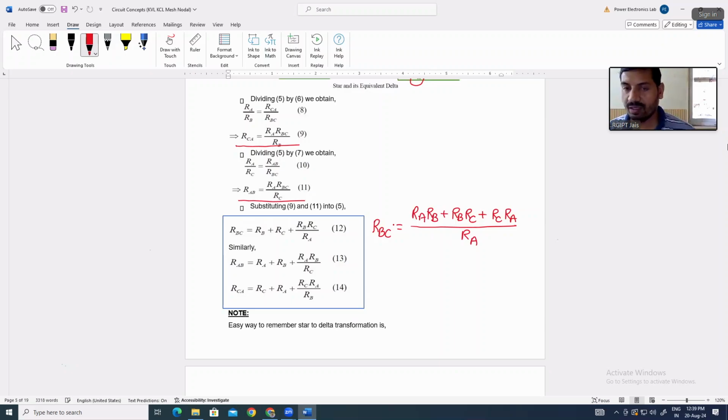Okay, similarly you can also write for RAB. So RAB will be equal to same, the numerator will be same, RARB plus RBRC plus RCRA डिवाइडेड बाई, अब यहाँ पे क्या आ जाएगा, RC आ जाएगा.